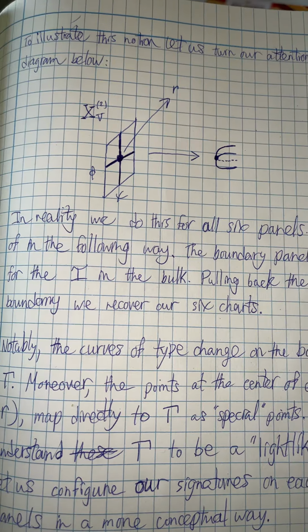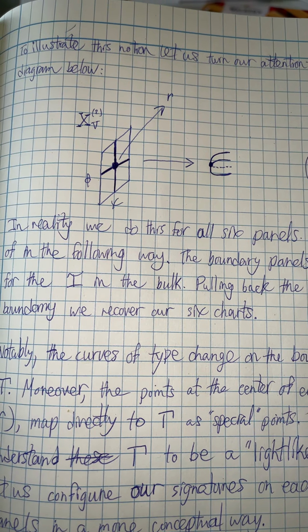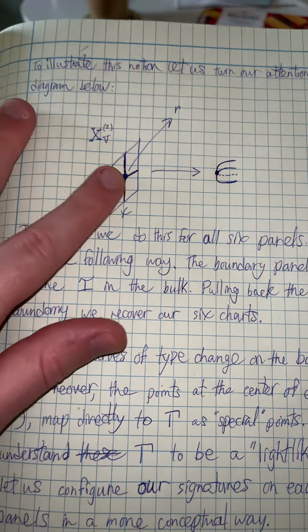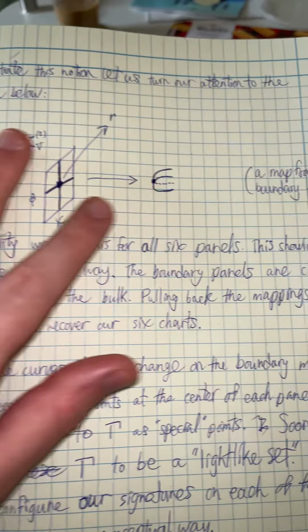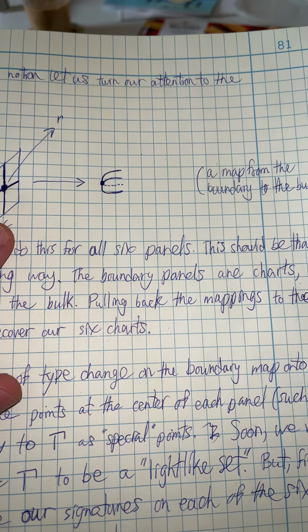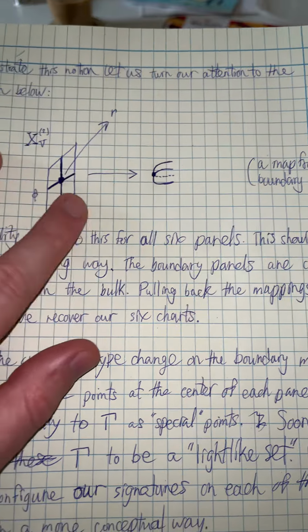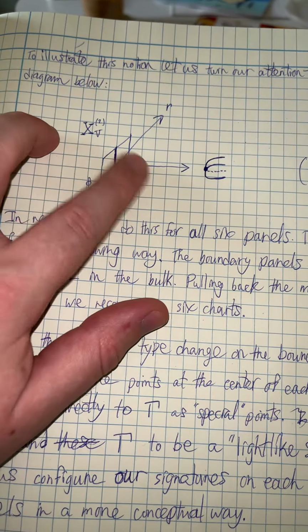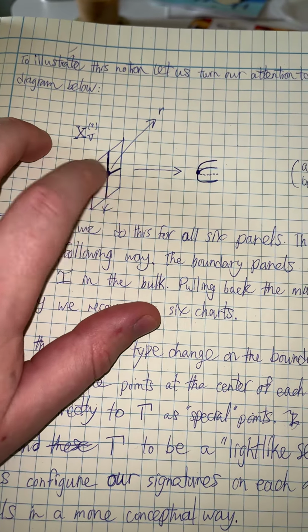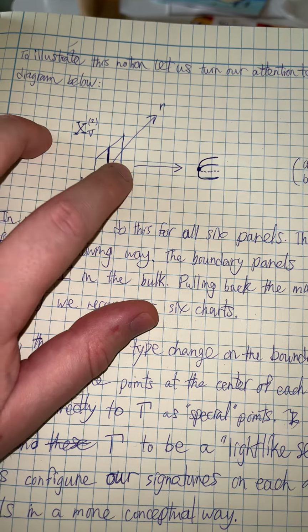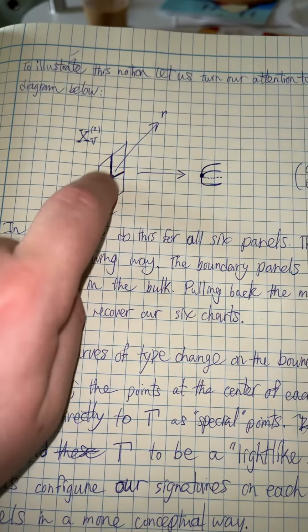So part 3, now we're going to figure out how to marry the boundary to the bulk. So we're going to consider a map from the boundary to the bulk here, where these are our panels, and remember we have 6 of them. But here's one of them, and here's a map.